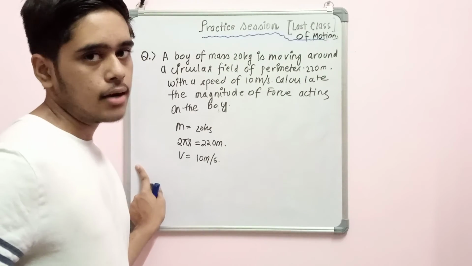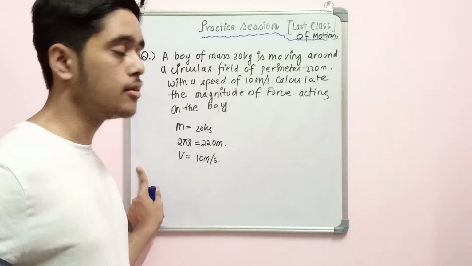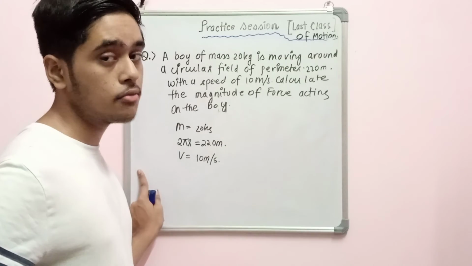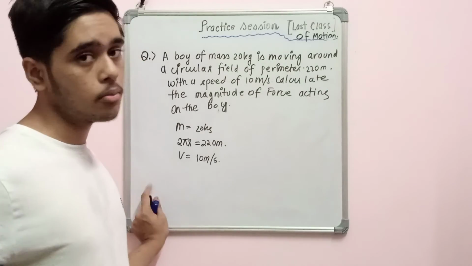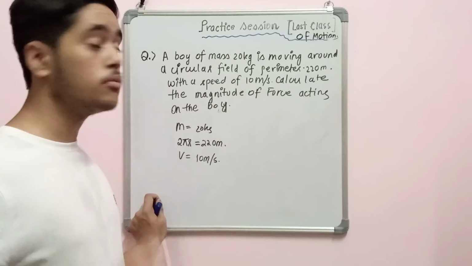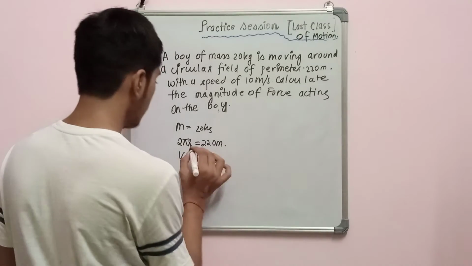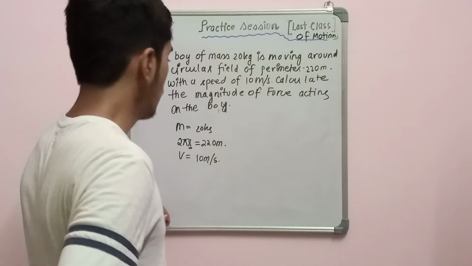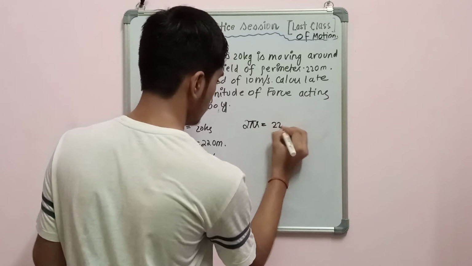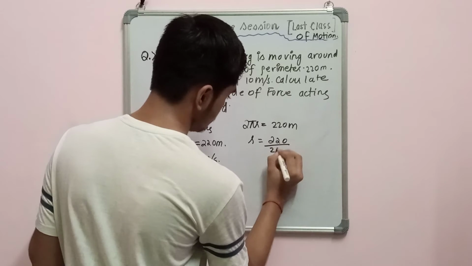Let me tell you one thing: whenever a body is under circular motion, I told you in the last class that Huygens gave the expression of centrifugal and centripetal force acting on a body. A centripetal force acts on a body when it is in a uniform circular motion. So first we'll calculate the radius. हमें radius चाहिए. Okay, so we'll begin with radius. 2 pi r is equal to 220 meter. r is equal to 220 upon 2 pi.